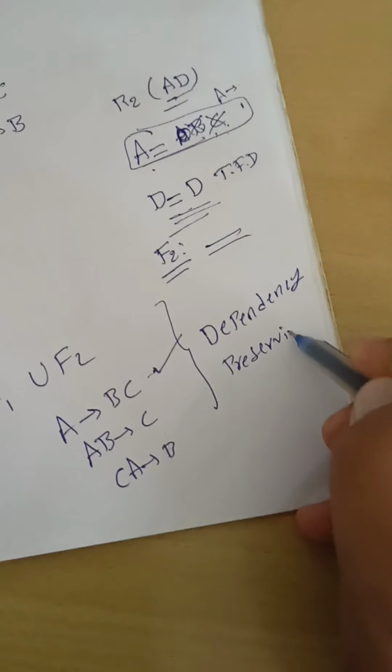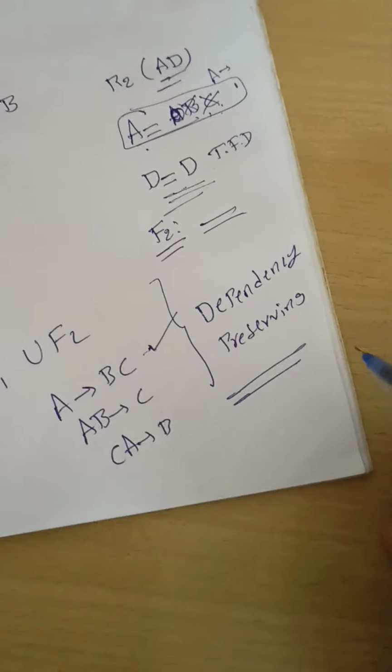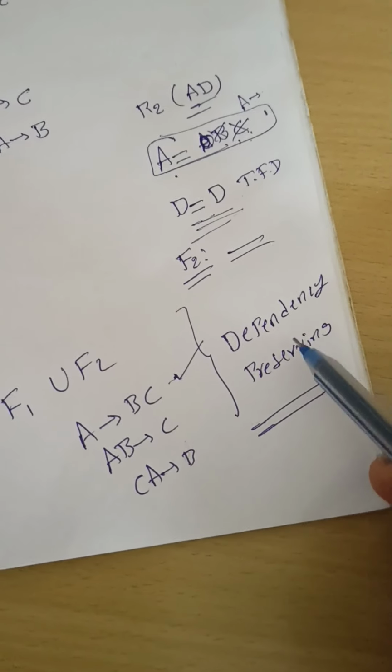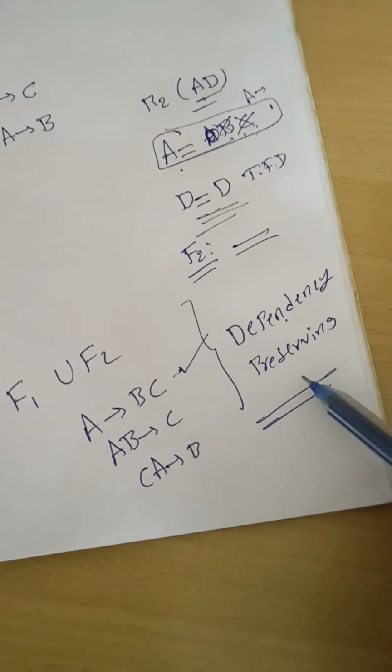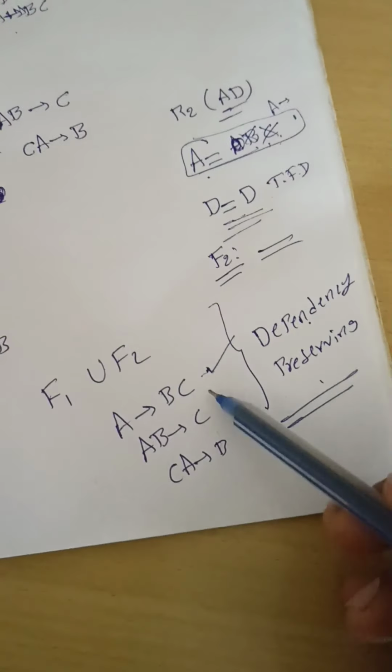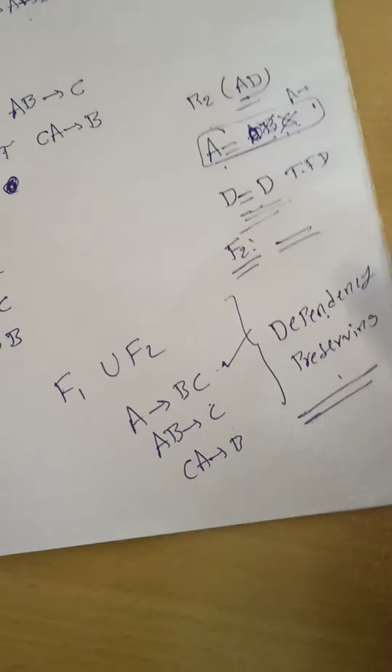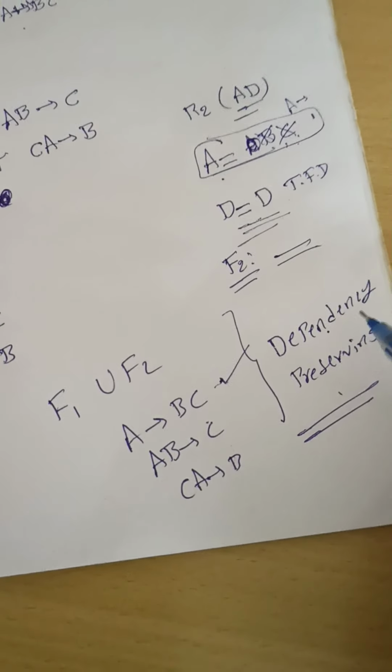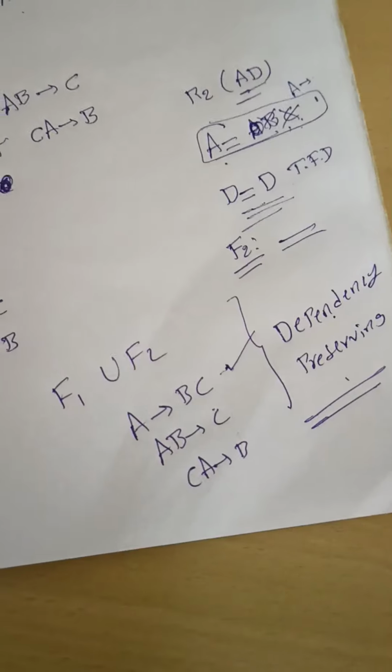So this is how to check whether dependency preserving is satisfied or not. Suppose in this derivation we can't find A implies BC, then it does not satisfy dependency preserving. Okay, thank you very much.